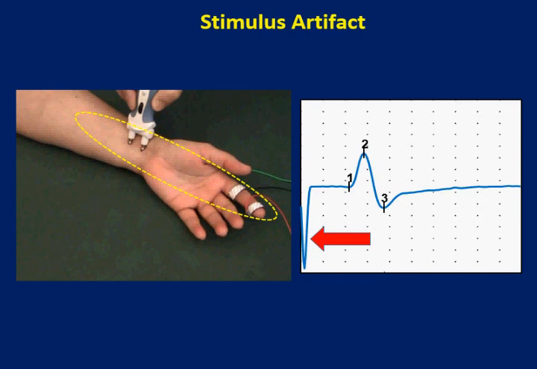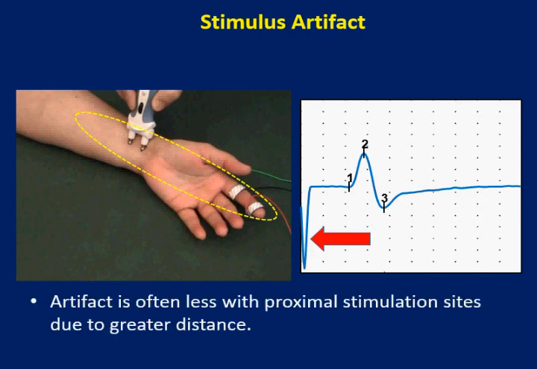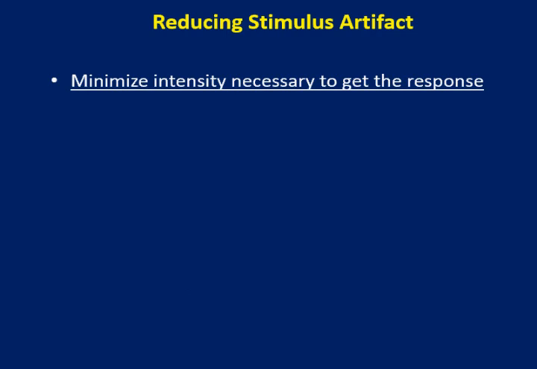When the recording site is away from the stimulation point, less current will reach the recording electrode. Hence, the artifact is often much less for proximal stimulation sites compared to the distal stimulation sites in nerve conduction studies. The artifact will be more when stimulus intensity is higher. Hence, the best strategy is to minimize the stimulus intensity without affecting the response.